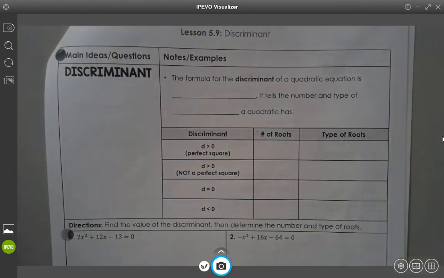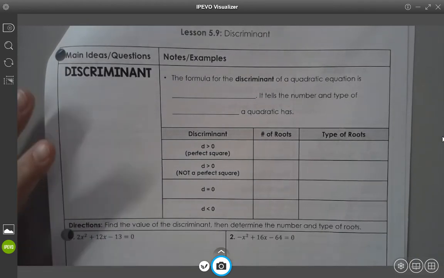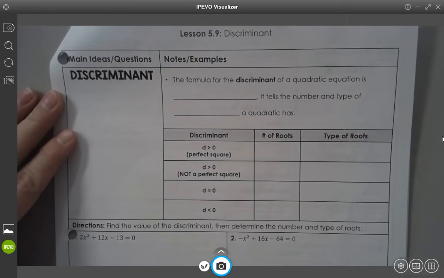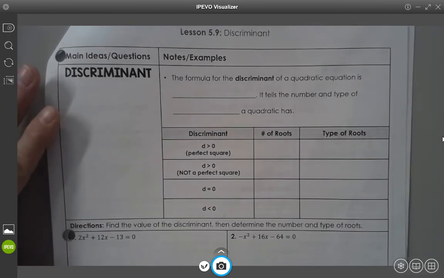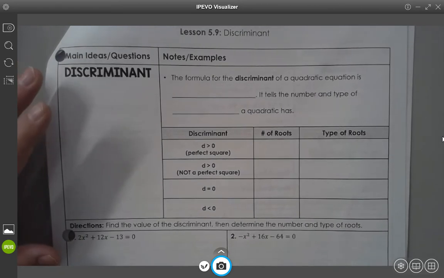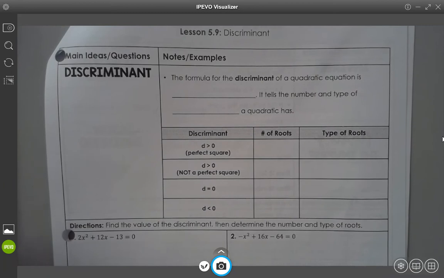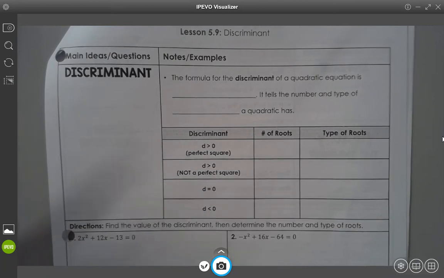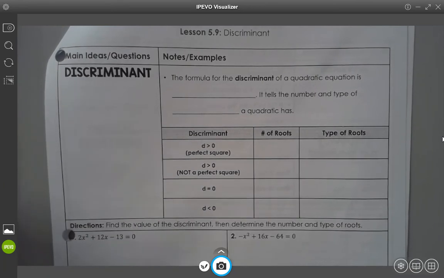5.9 is on the discriminant. The discriminant refers to a specific number, and that specific number tells us something about the x-intercepts. It tells us how many x-intercepts it has, and it tells us what kind of numbers they are. Like, is it a nice, neat fraction, or are we going to get one of those ugly decimals? Or is it going to give us an imaginary number?